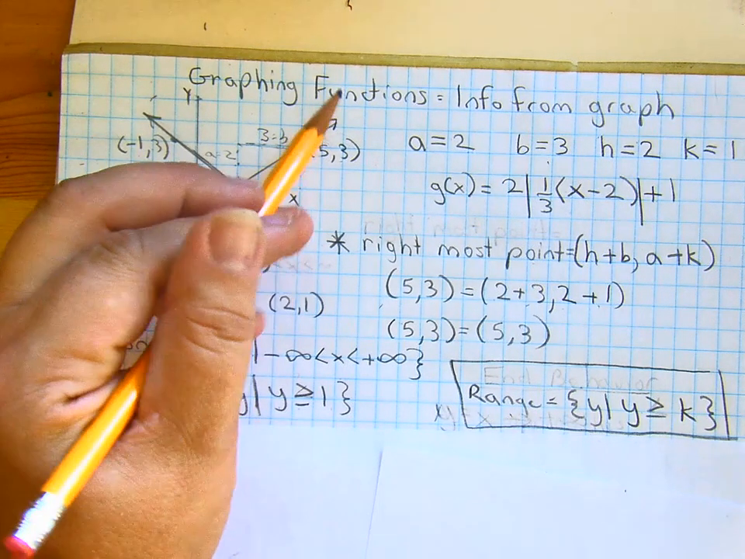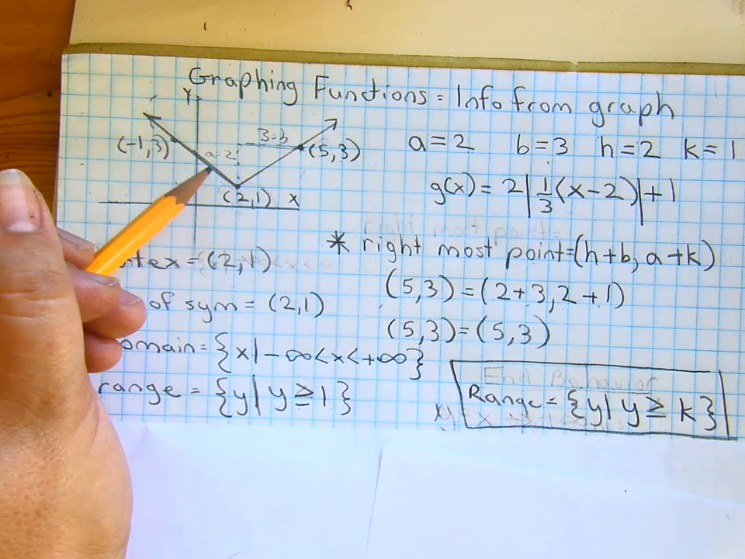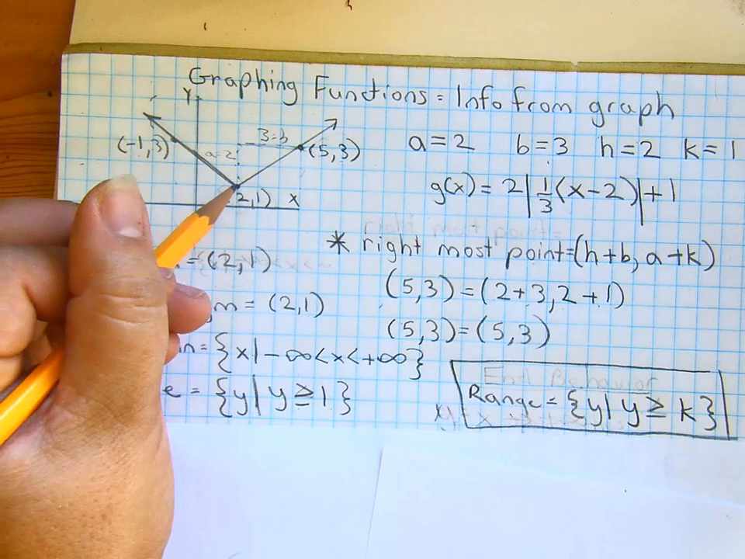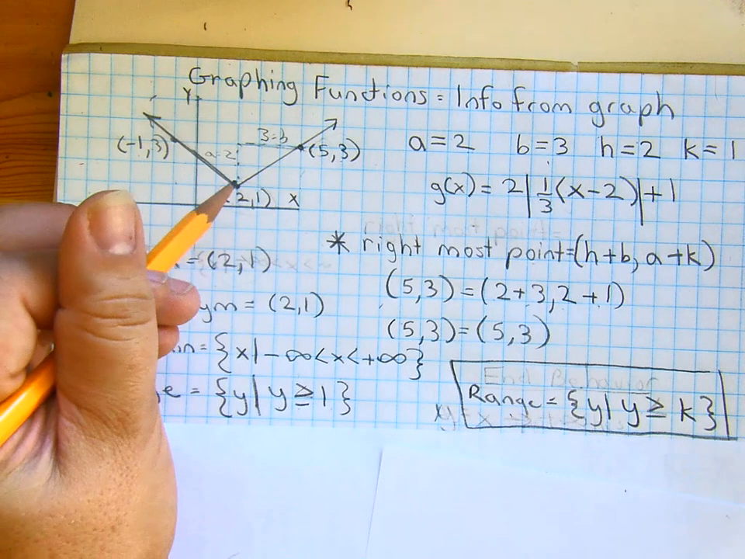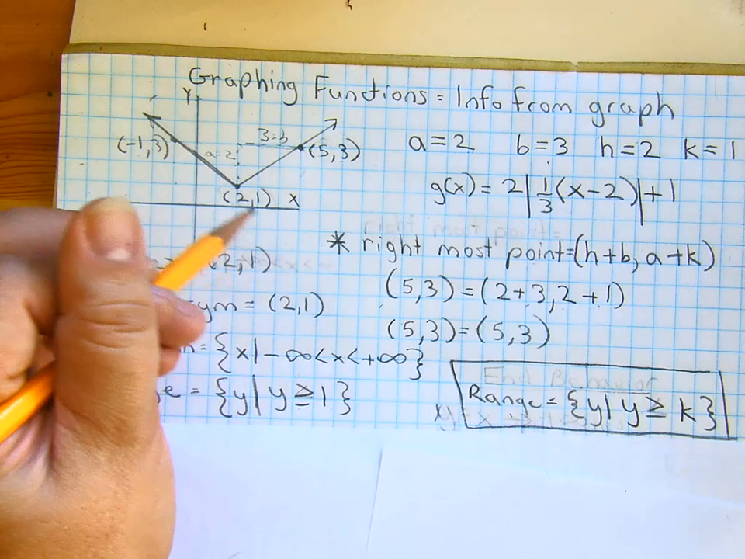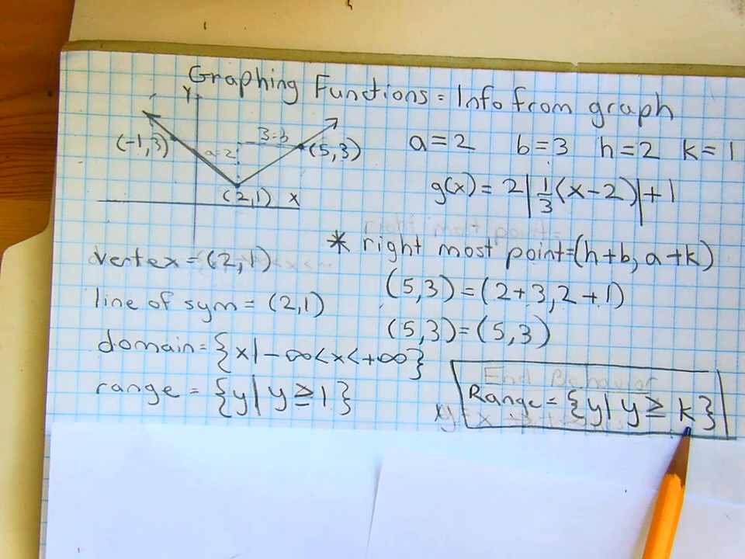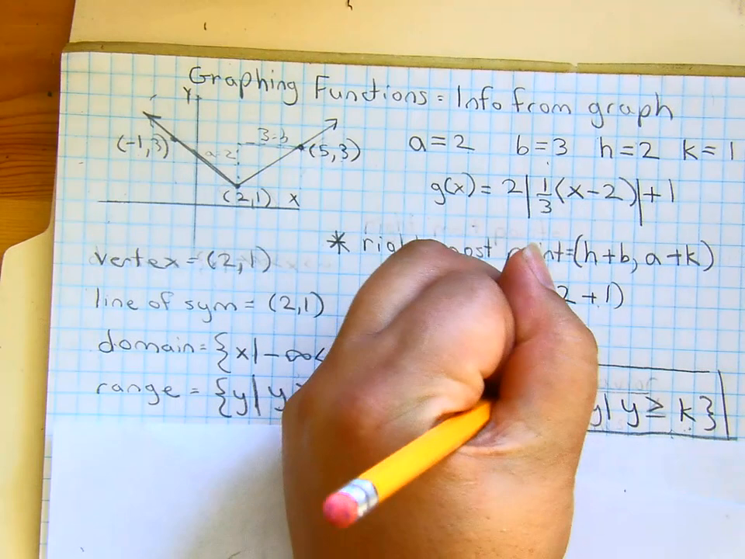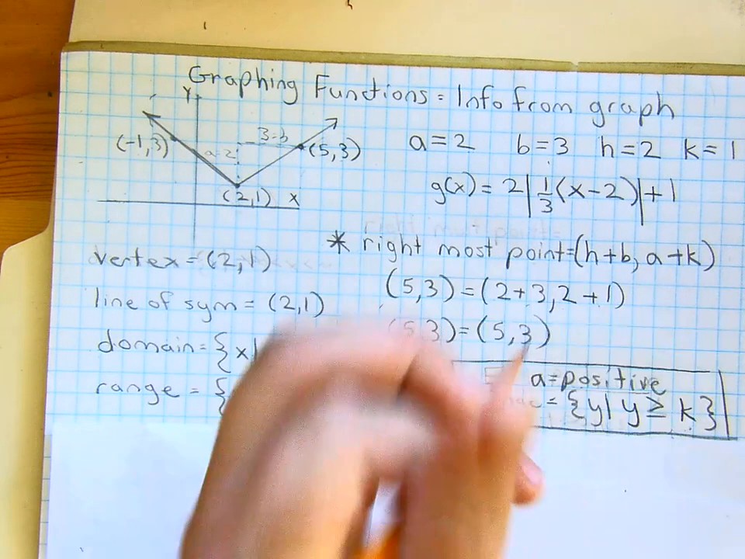So it just kind of depends. Obviously, if this is a positive graph, then y is going to be greater than k. If it's a negative graph and it's going down, then y is going to be less than k. So it just kind of depends on the situation. For here, it's going to be in relationship of being greater than k because your a is a positive. Okay?